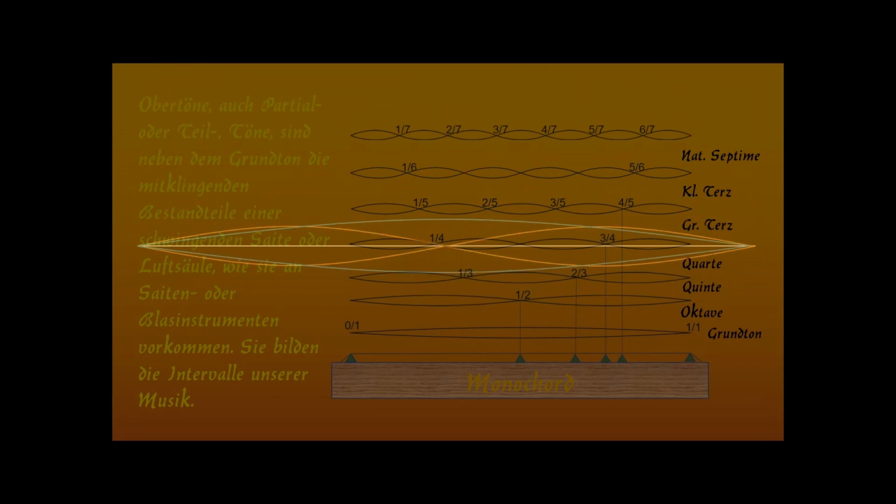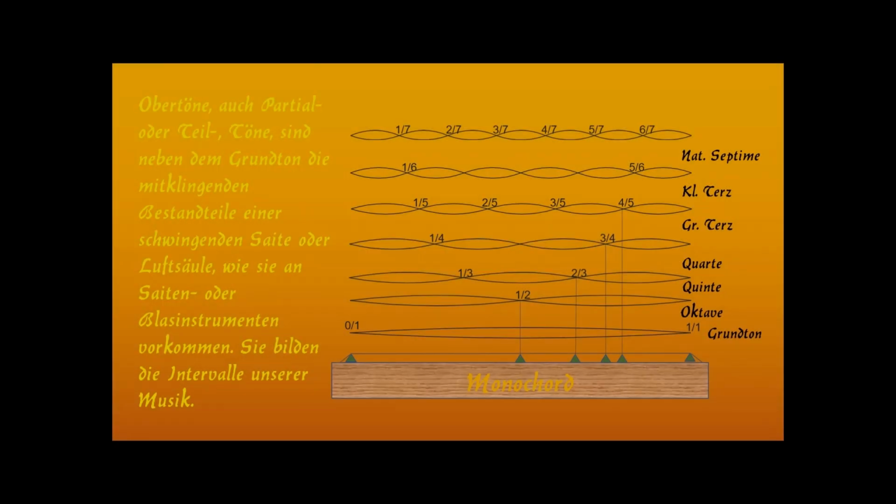This is the overtone series of a vibrating string. They are also called partial tones. The frequency ratios of the individual tones result in the intervals of our music.